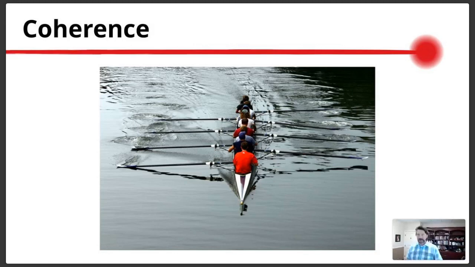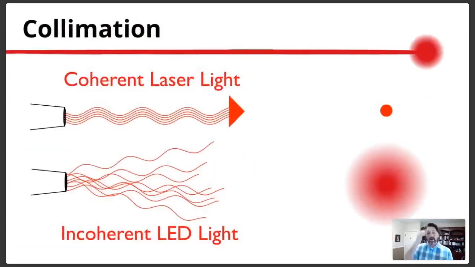And coherent light is much like that. Coherent laser light, all of the waves are in sync. So instead of just randomly coming out, they're all moving together, the waves up and down all together.